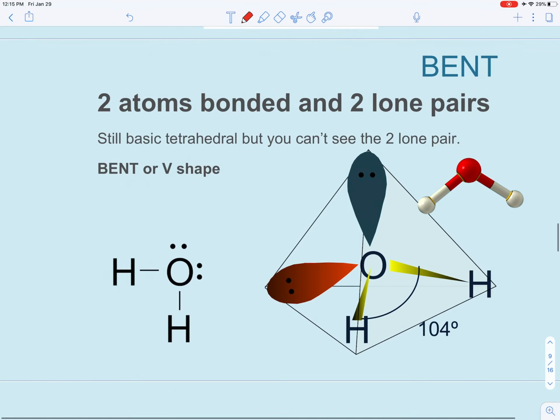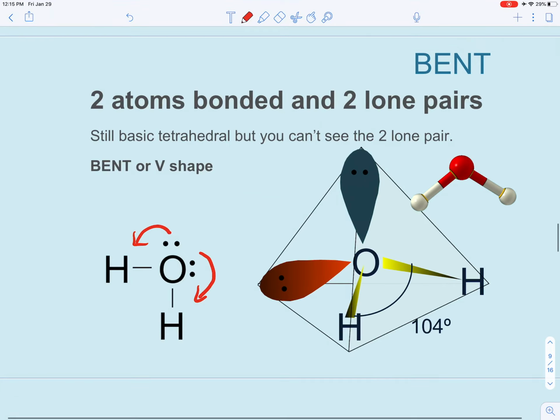And then lastly we have bent. So here we have 2 atoms bonded to a central atom plus 2 lone pairs. And so water is the classic example of a bent molecule. And again, what's happening is that these electrons are pushing away from each other. And that's what causes this shape to be bent. It's also known as V-shape. So you may see that name for it. But here we have, again, 2 lone pairs and 2 atoms bonded to our central atom. That's characteristic of a bent shape.